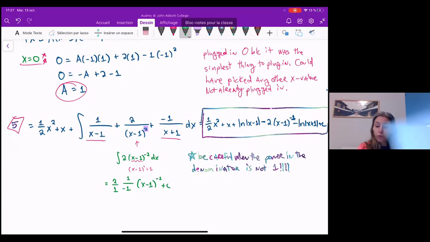We did a partial fractions, a case 2 partial fractions that involved us starting off with a division.